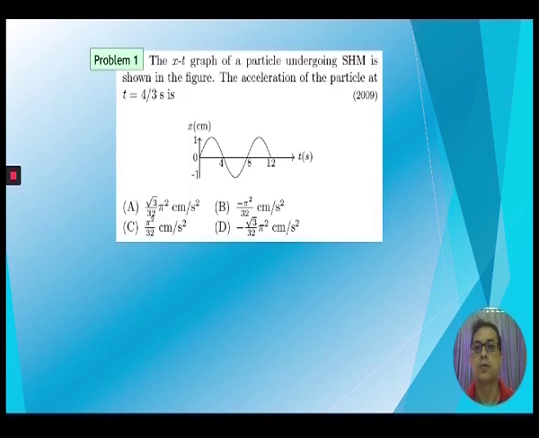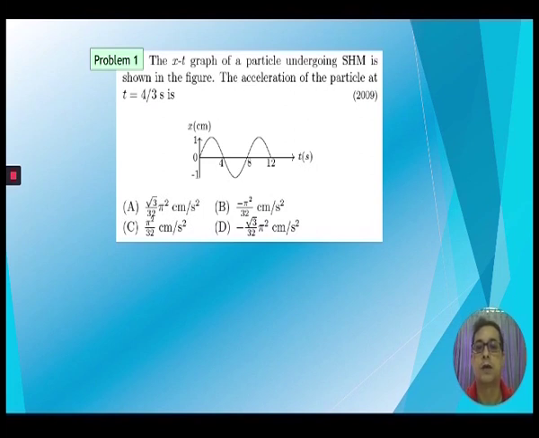The first problem that I have taken is a simple one. It's from 2009 JEE. In this very simple problem, the displacement-time graph of a particle undergoing simple harmonic motion is shown, as you can see from the figure. Kindly note down the problem. You are asked to find the acceleration of the particle at t equal to 4 by 3 second. Four options are given, and out of these four options only one option is correct.